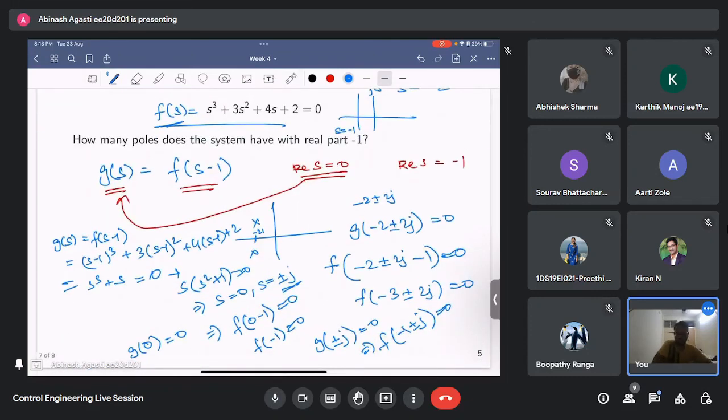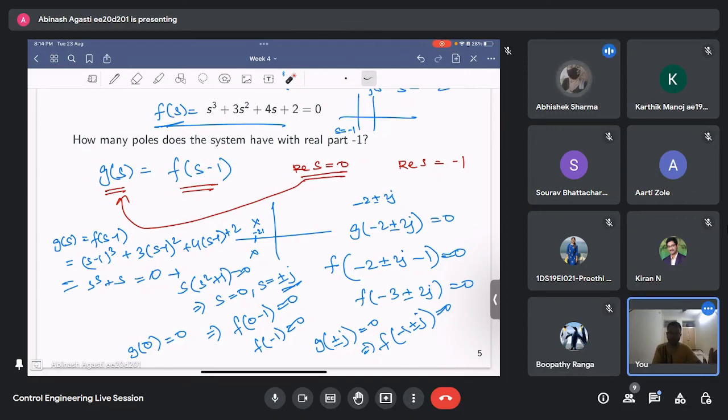So the new polynomial that I found out, g of s, that is f of s minus 1, the number of roots it will have on the j omega axis equals the number of roots f will have on the s equal to minus 1 axis. Similarly, the number of roots that g will have on the left half plane equals the number of roots that f will have on the left hand side of the s equal to minus 1 line. And the number of roots g of s has on the right half plane equals the number of roots f has on the right side of s equal to minus 1. Okay? Is it clear?